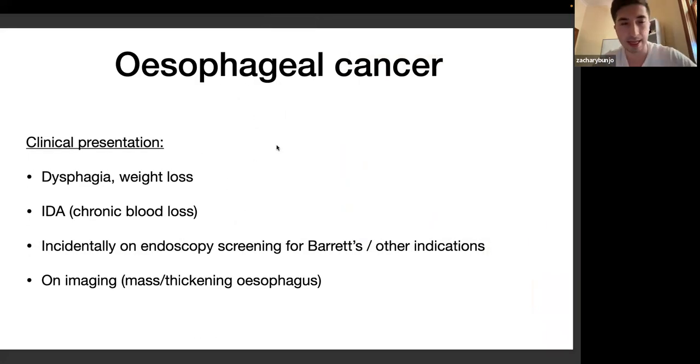In terms of the clinical presentation, dysphagia and weight loss are possibilities, and iron deficiency anemia, obviously if they're slowly bleeding from a cancer, might also be picked up incidentally on an endoscopy that the patient's having for Barrett's or for some other indication, such as reflux type symptoms. Might also be picked up on imaging done for some other reason, and you might see a bit of a non-specific thickening of the distal esophagus or the esophagus, or a more frank and obvious mass.